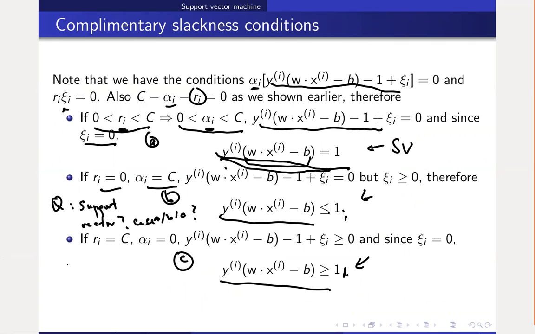Now, which ones violate? Which are the outliers? Again, B or C, because A is a support vector, only B or C can be the outliers. Are B the outliers, or are C the outliers?